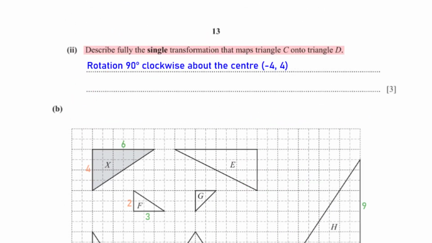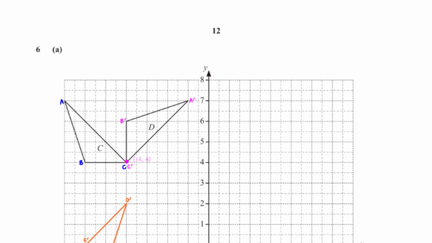Describe fully the single transformation that maps triangle C onto triangle D. When we look at triangles C and D, we can tell straight away that this transformation is a rotation 90 degrees in the clockwise direction. So now we need to identify the center of rotation.